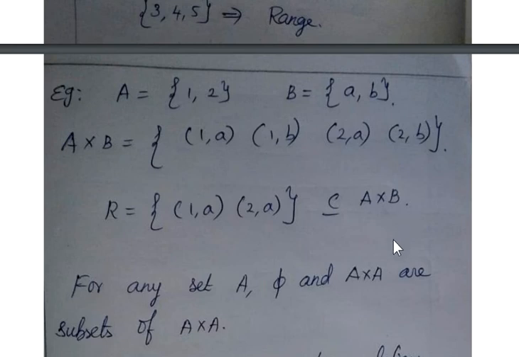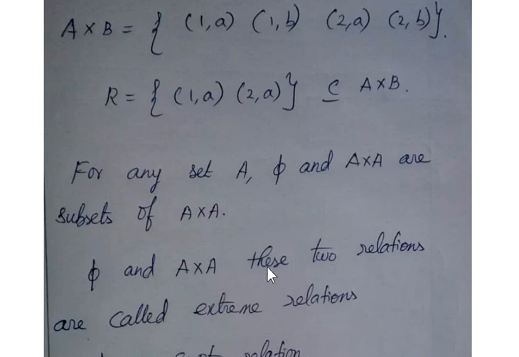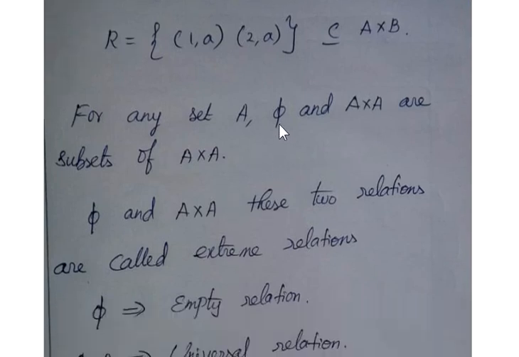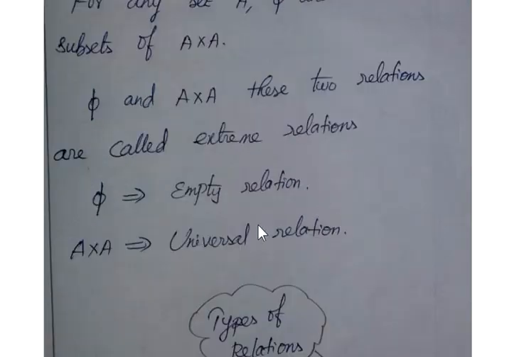For any set A, phi and A cross A are subsets of A cross A. You already know that such a subset is called a trivial subset. The empty set and the set itself as subsets, these two types of subsets are called trivial subsets. The same way, phi and A cross A are the relations of the biggest set A cross A. Phi is a relation for every set, and A cross A is also a subset. Of these two relations, this one is called the empty relation. This one is called the universal relation.